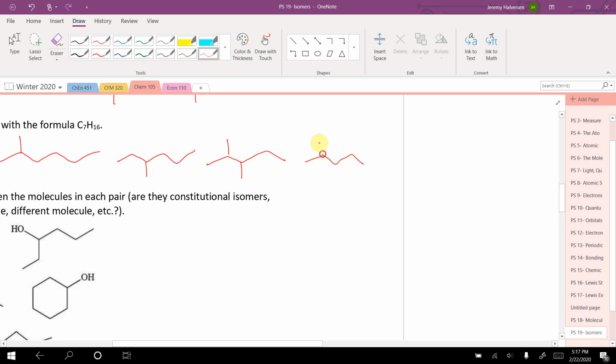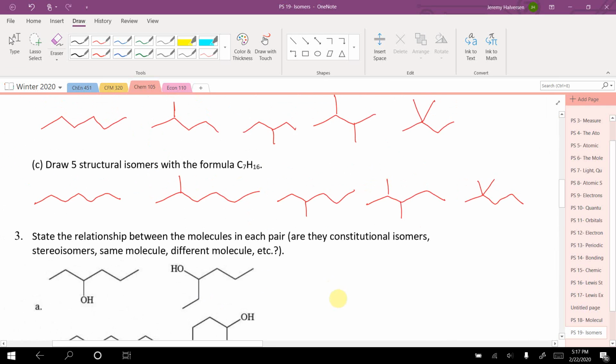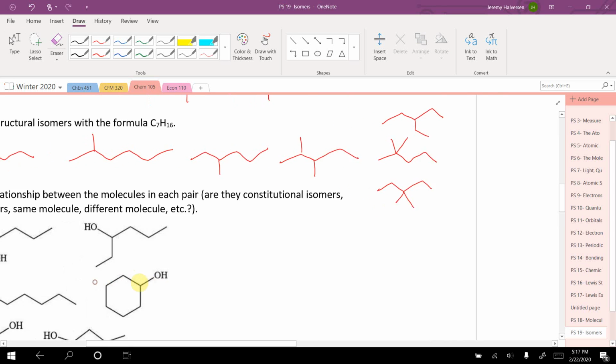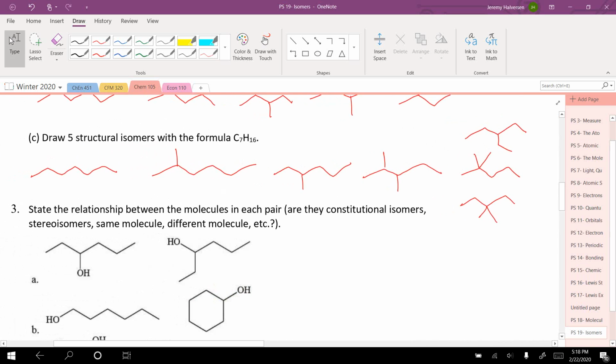1, 2, 3, 4, 5. I could do 1, 2. So that's 5, but I could also do 1, 2, 3, 4, 5 and do 1, 2. Or 1, 2, 3, 4, 5 and do 1, 2. So lots of options. Just make sure that you're not drawing the same molecule twice.